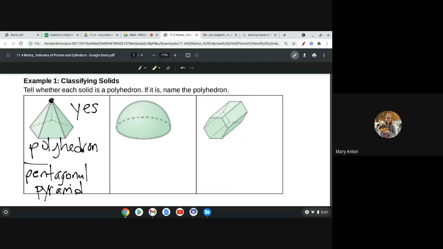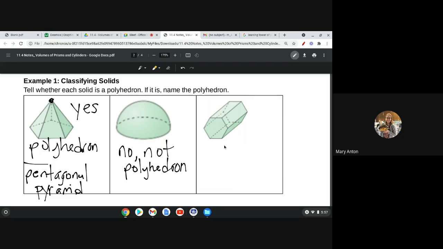All right, how about this next example? Is this a polyhedron? No, because the base is a circle. This is a hemisphere, half a sphere. Not a polyhedron.